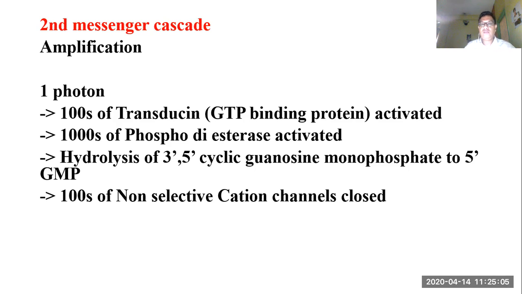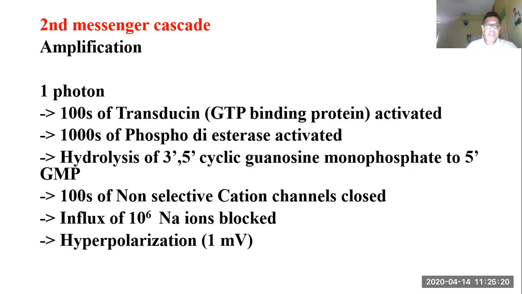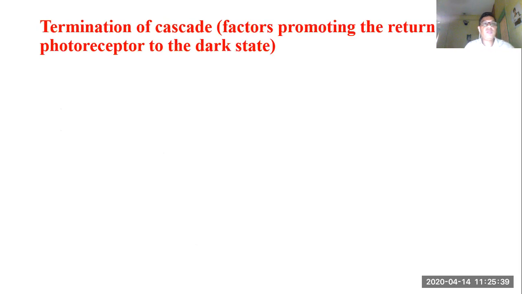So hundreds of channels will be closed by the floating second messenger cyclic GMP in the cytoplasm, and then influx of huge amount of sodium ion will be blocked, also calcium ion will be blocked, and thereby hyperpolarization of the photoreceptors, which will be as high as 1 millivolt, and thereby stopping or retarding or lessening the flow of the neurotransmitter glutamate from the axonal end of the photoreceptor, thereby signaling downstream.